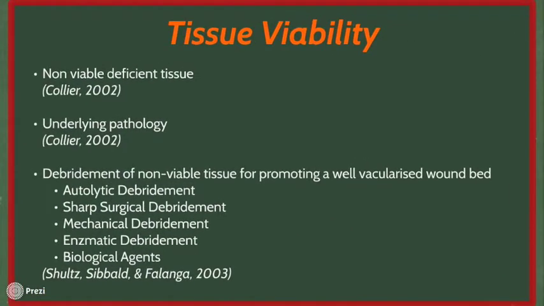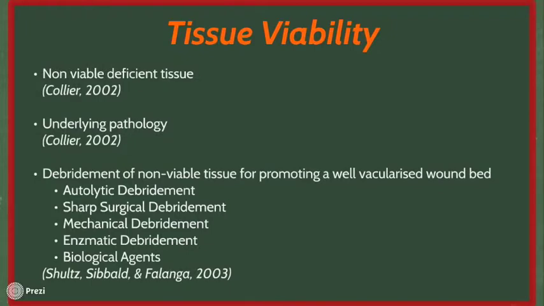Tissue viability refers to the removal of non-viable tissue such as slough or necrosis for promoting healthy tissue and a well-vascularized wound bed. It is theorized that in order for a wound to heal completely, blood supply must be adequate and healthy tissue must be present via removal of necrotic tissue. This can be achieved by debridement, which is widely used to remove non-viable tissue.